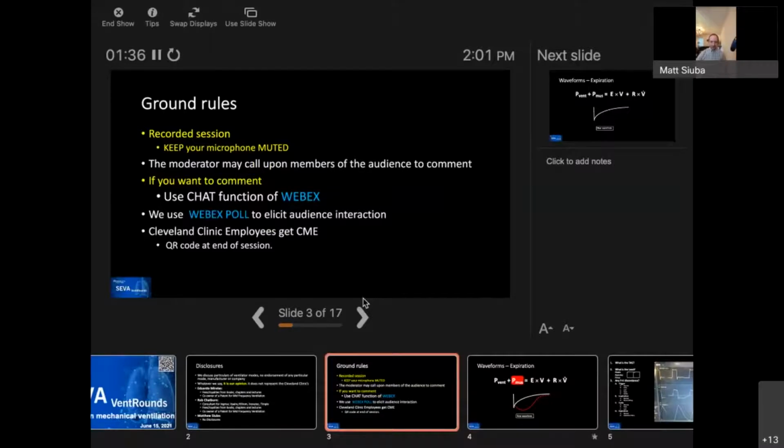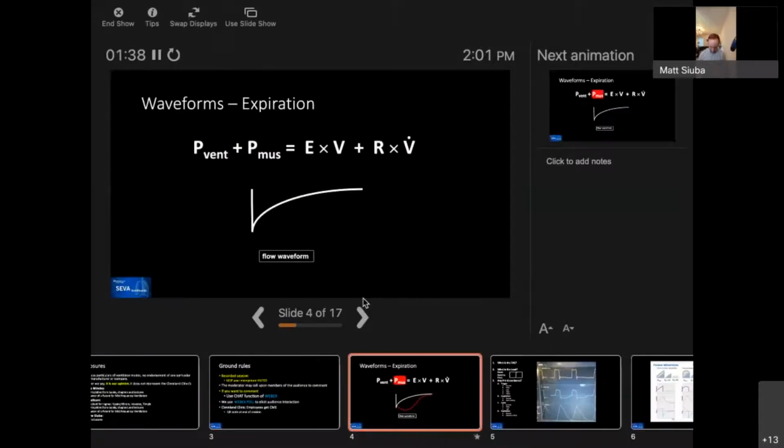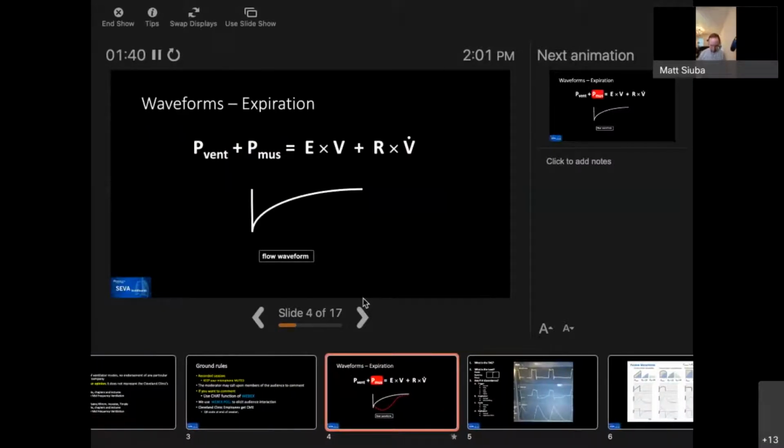Employees from the clinic will get CME for today, and that information will be at the end of the presentation. So to start, a couple things that I want to review is just talking about what normal exhalation looks like, because everything that we do in mechanical ventilation education depends on what's normal, so we can tell what's abnormal. So in this waveform here, you can see exhalation is normally a passive process and it has exponential decay to the baseline. So that's kind of what you're seeing here.